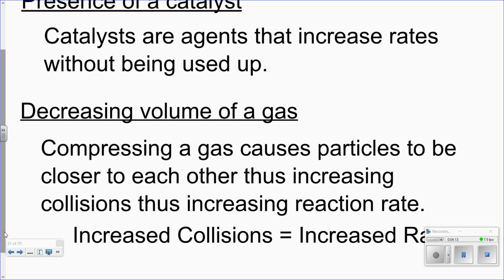And the last thing, and this is only specific to gases: if I take a gas and I squeeze it and compress it and cause the volume to decrease by increasing the pressure on the gas, I cause the particles to be closer. And as they're closer, that means they're going to hit more. That proximity was one of the points of collision theory, and therefore the reaction rate increases because there's increased collisions. So notice that increased collisions leads to increased rate happens 3 times.